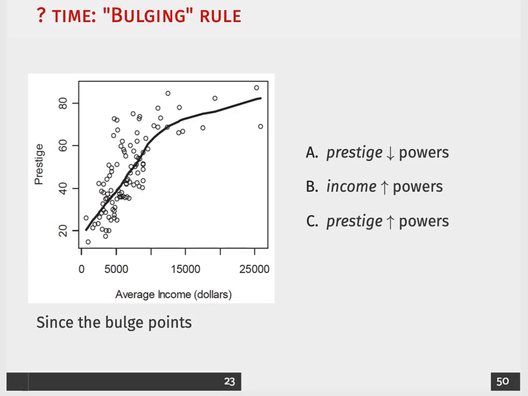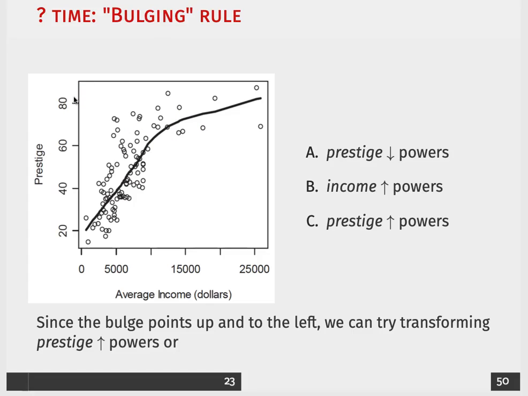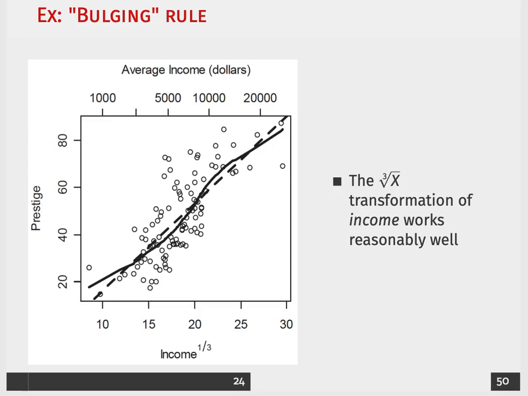Now, since the bulge points up to the top left, what would we want to do? We would try transforming prestige by increasing its powers or taking maybe the square root of income. And actually, if we take the cube root of income, this transformation works pretty well to linearize the relationship between income and prestige.